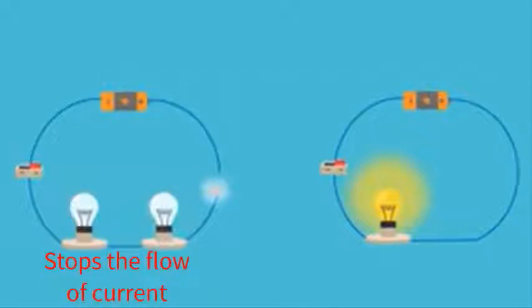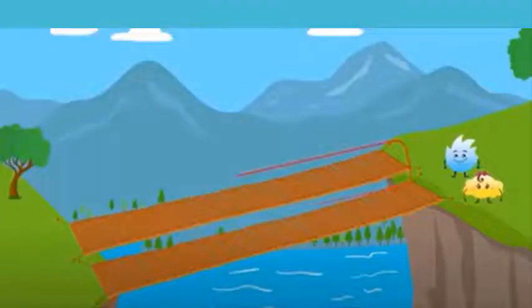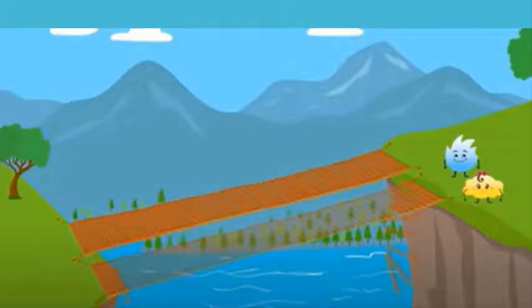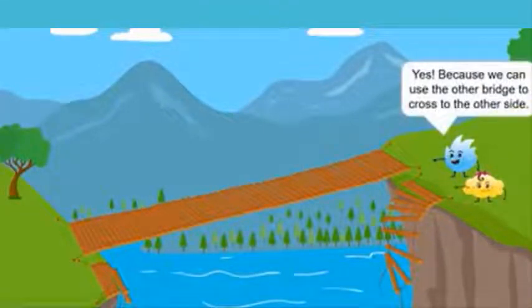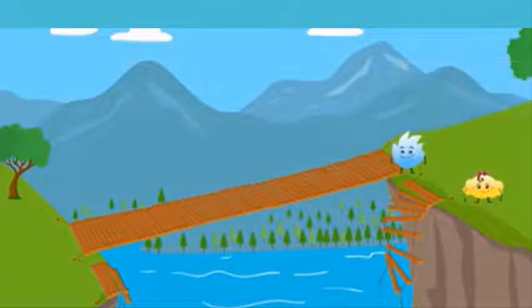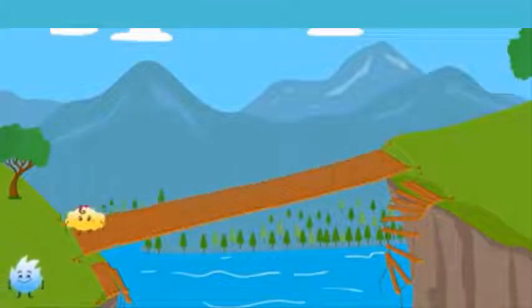whole circuit. Another disadvantage of a series circuit is that the more bulbs we add to the circuit, the dimmer they become. Now, look at these bridges that are connected in parallel. What happens if one of the bridges collapses? Can you cross to the other side now? Yes, because you can use the other bridge to cross to the other side. This is an advantage of a parallel circuit.